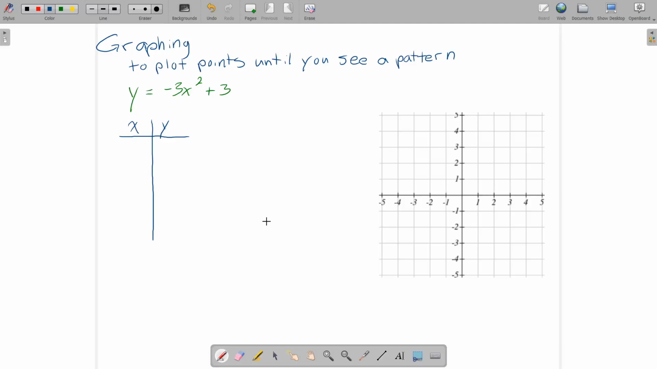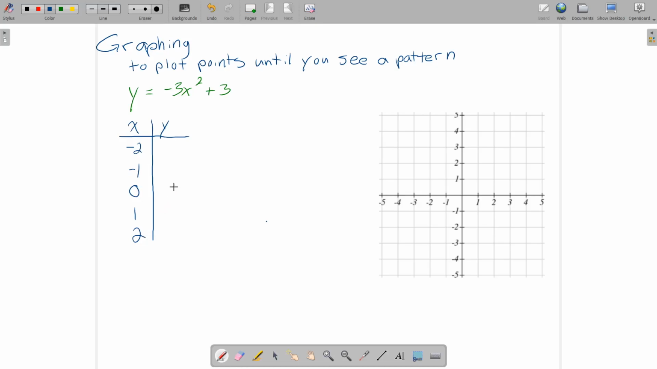So to graph means to plot enough points until you see a pattern. So I'm going to try that for this equation. So I have y equals negative 3x squared plus 3. So I need to pick some x values to plug in and calculate the y values. So anytime it's y equals, we pick some x's. Let's try this set here.